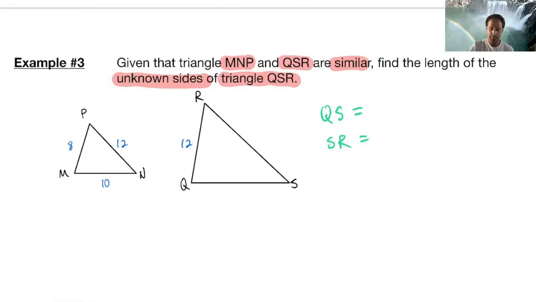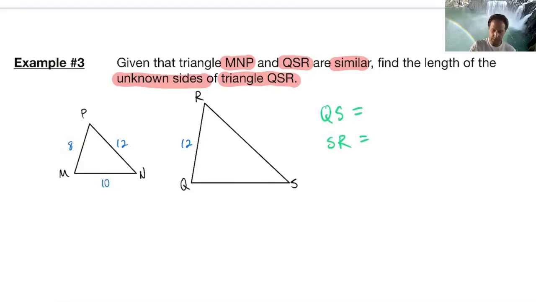Well, remember, in similar triangles, we know that their angles are the same, corresponding angles, but corresponding sides are a certain ratio. We call it proportionate. Okay? They are proportionate to one another. So the cool thing is you can kind of take this however you want. If you wanted to do 8 over 12, that's fine. Then you'd have to do 10 over this QS.